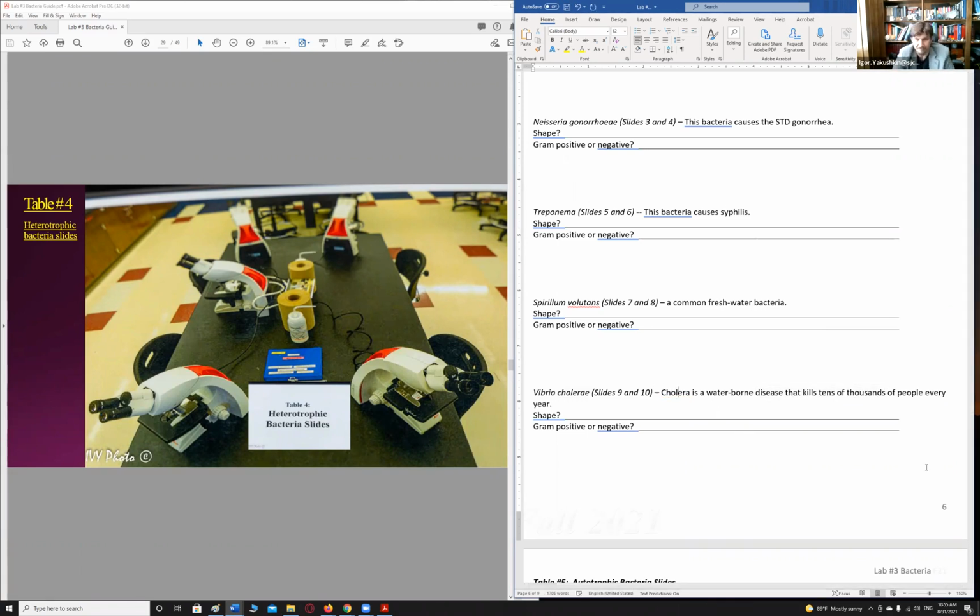Yes, not a very good way to die. I mean, throwing up and diarrhea at the same time. Yeah. So, but what would be the shape? It's a Vibrio. Some of them are kind of hard to see.